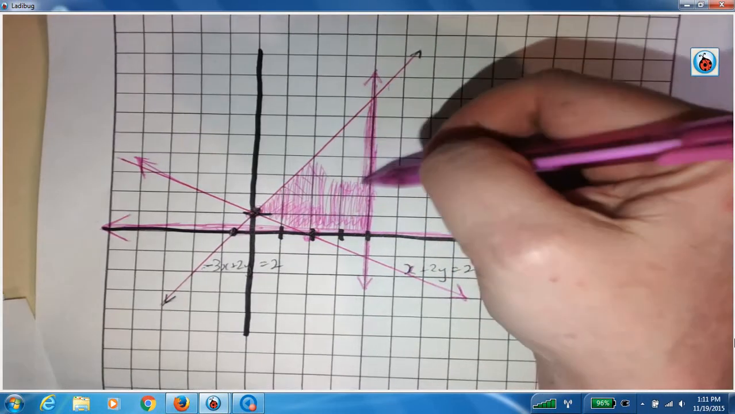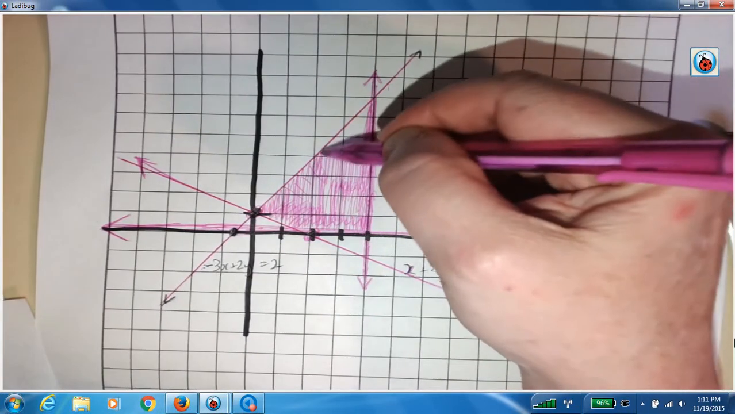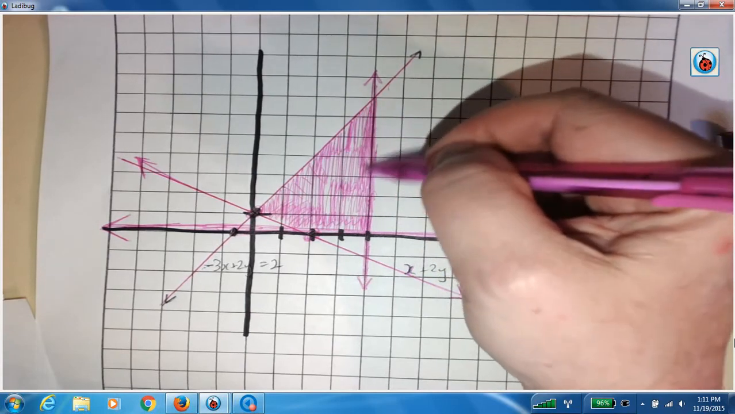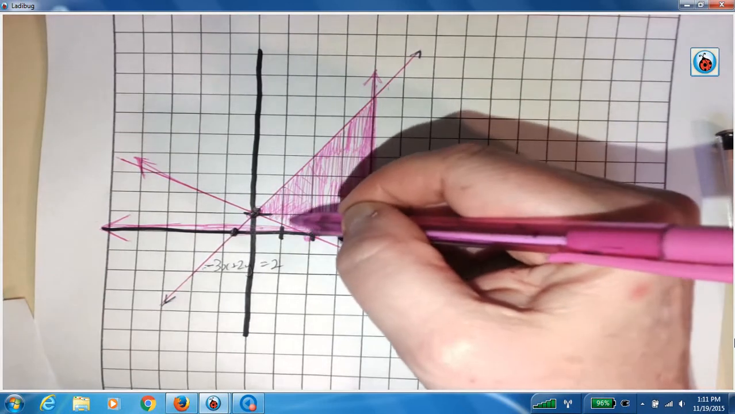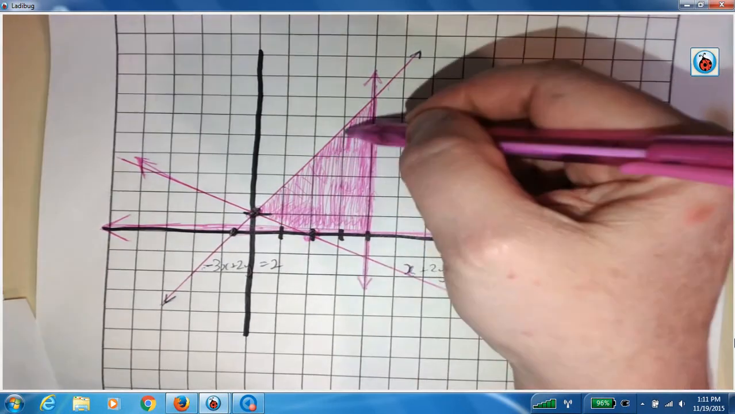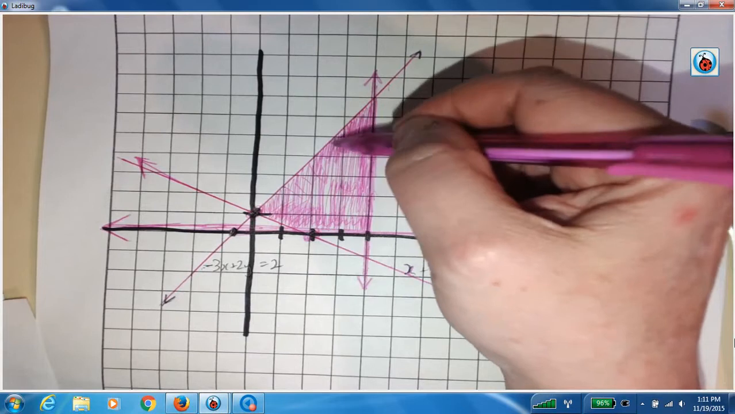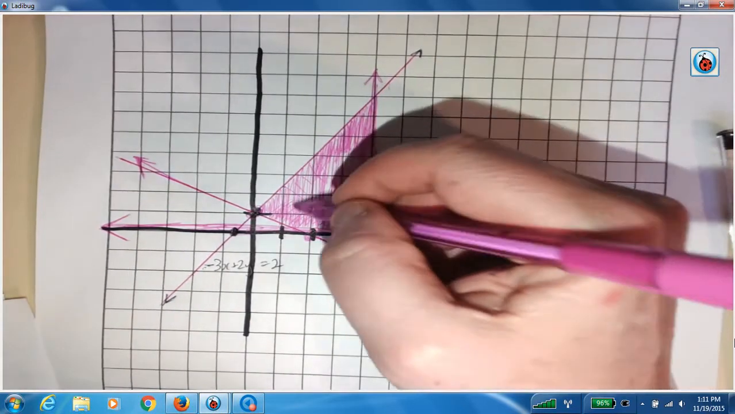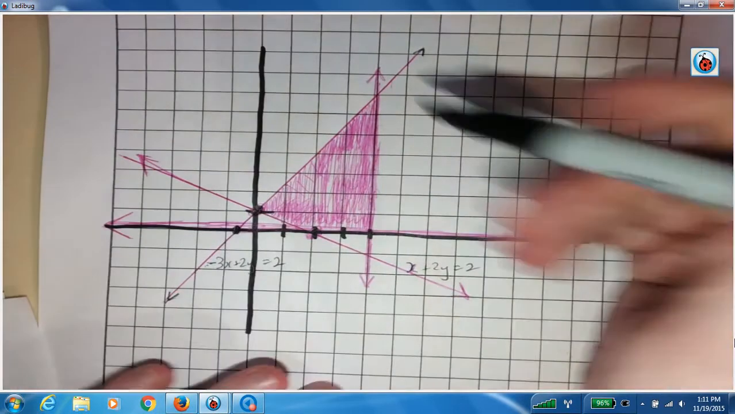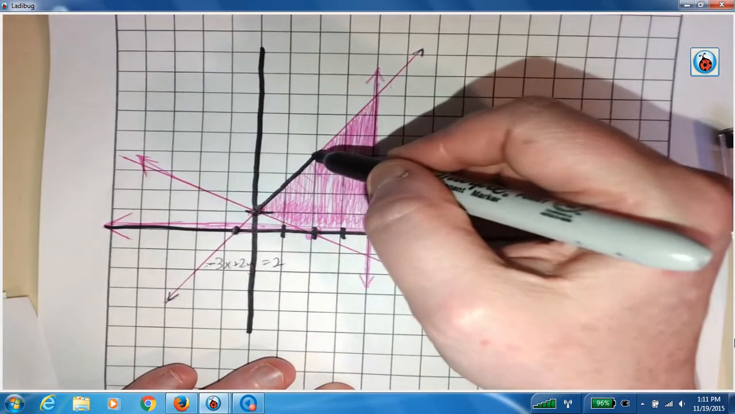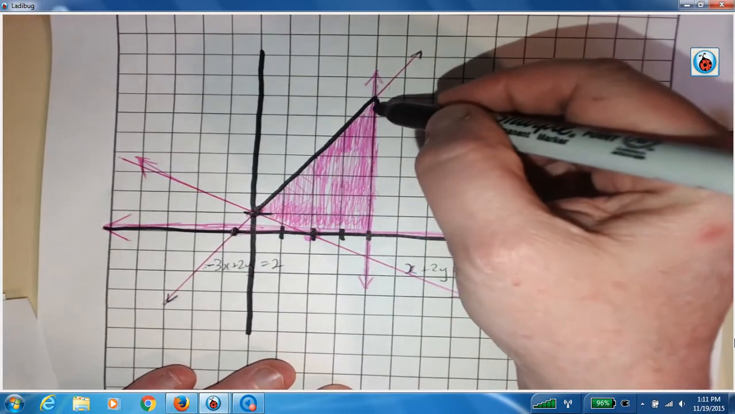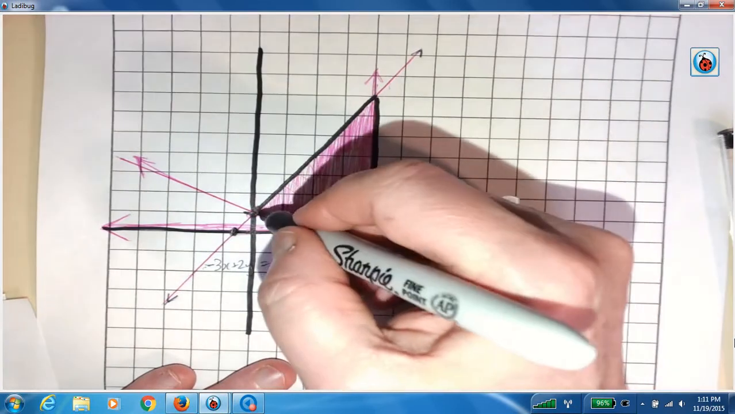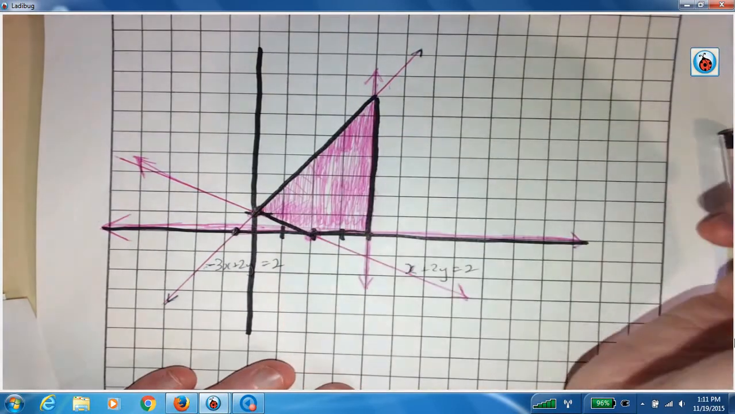So what I am shading in here is going to be this region. Okay, so that would be the answer for the region that's determined by that. So this is the region I would get.